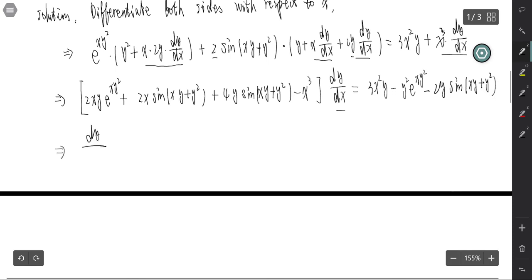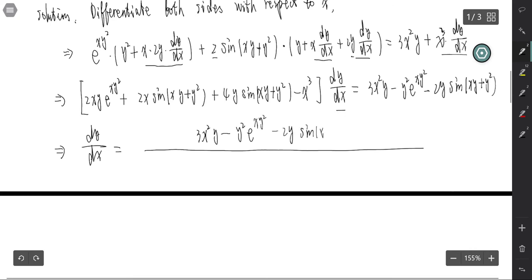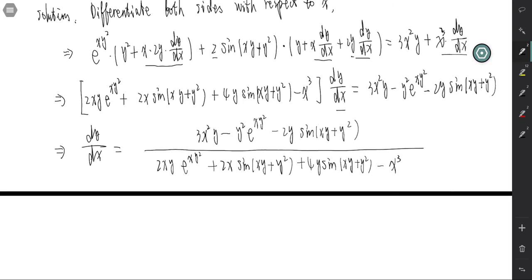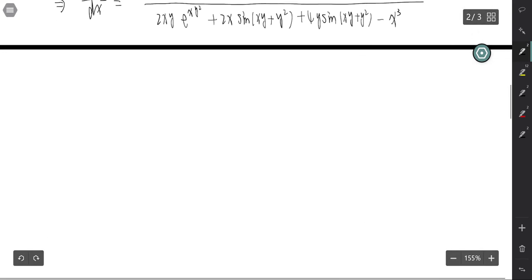That is dy over dx equals 3x squared y minus y squared e to the x y squared minus 2y sine of (x y plus y squared), and then over 2xy e to the x y squared plus 2x sine of (x y plus y squared) plus 4y sine of (x y plus y squared) minus x cubed. Just leave y as that. That's the implicit differentiation.